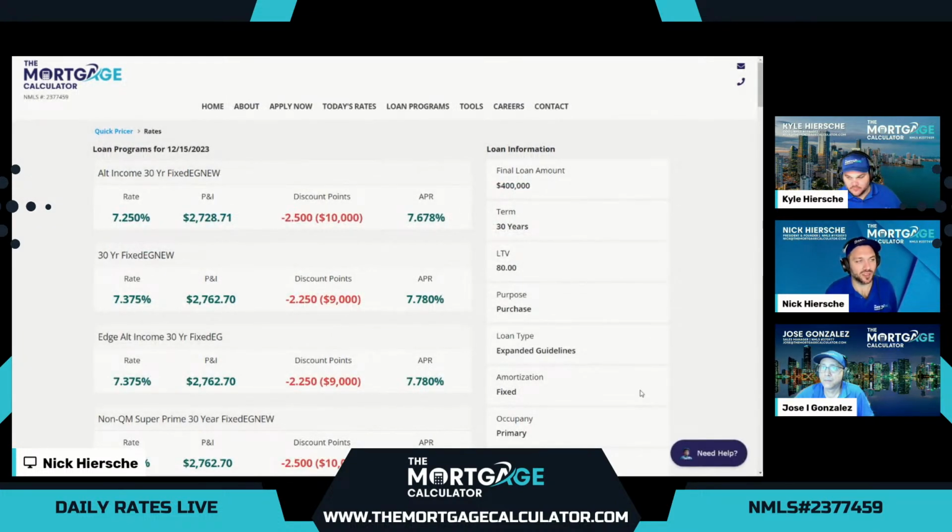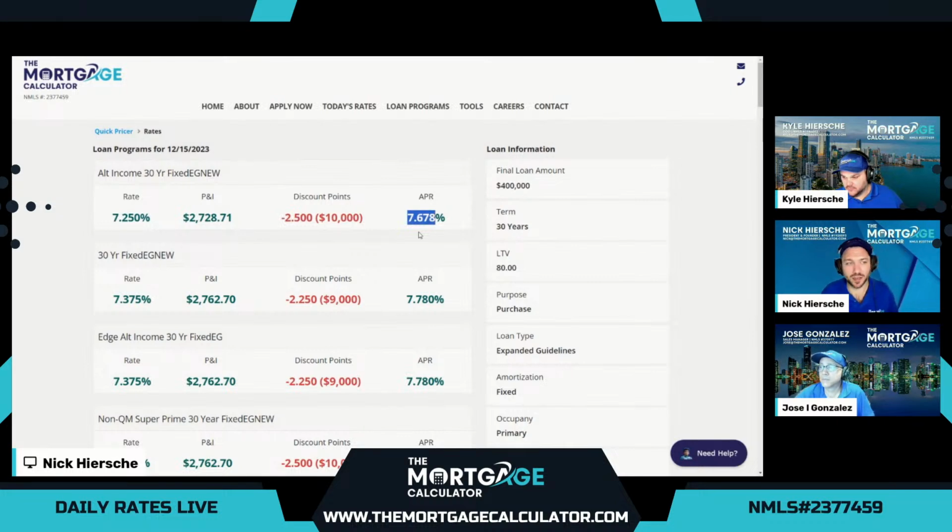All right, and we're seeing downward movement as expected with non-QM. Takes a couple days to respond here. All these programs were up over 8 APR just the other day. Now we have a ton of options under 8. Best option at the top, 7.25 rate for 2.5 discount points and cost. Puts a final APR at 7.678. So a great option there.